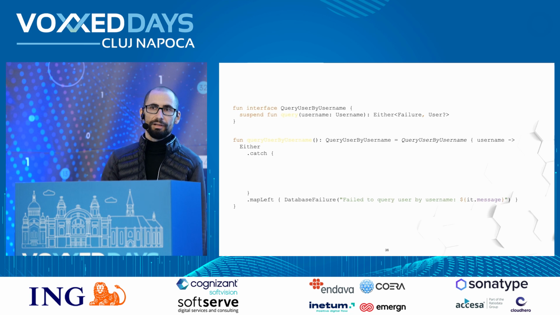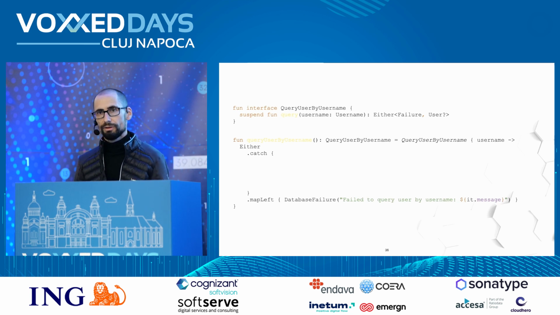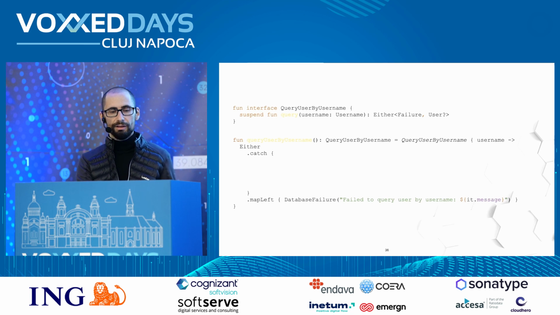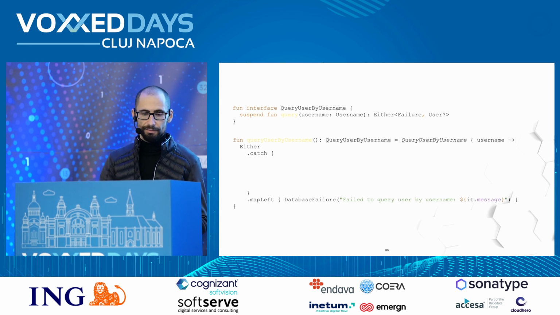And we're going to use mapLeft. So the left is the error. In case of an error, we're going to put in our domain type, which in this case is a database failure. However, we need that reactive template.